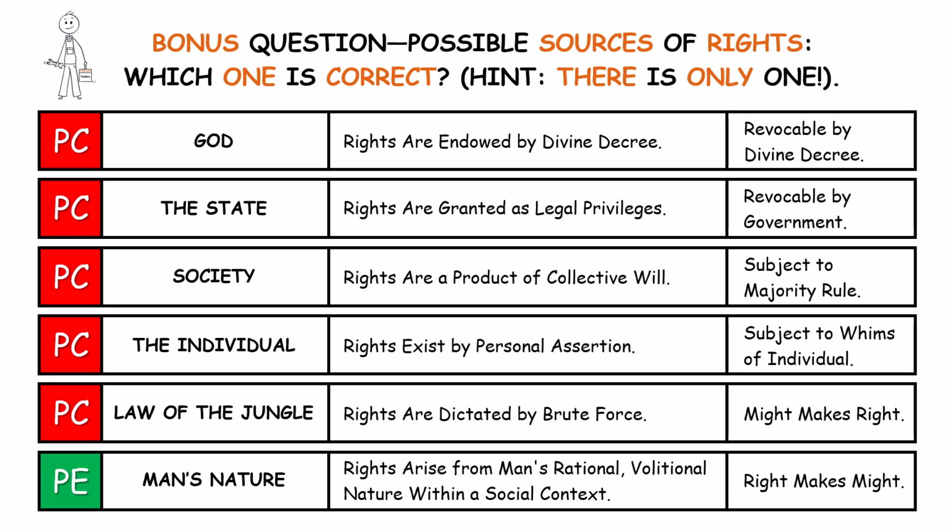In contrast, only rights derived from man's nature align with the primacy of existence. They are not granted by external forces, but discovered as necessary conditions for a rational, volitional being to act, think, and thrive within a social context. This distinction is crucial. By eliminating all sources of rights grounded in the primacy of consciousness, we are left with the only objective foundation: man's nature. Rights are not privileges or permissions. They are moral principles rooted in reality, independent of authority, power, or opinion.